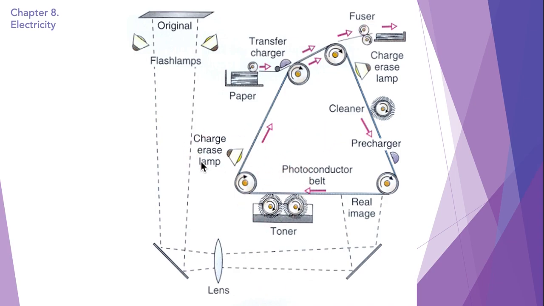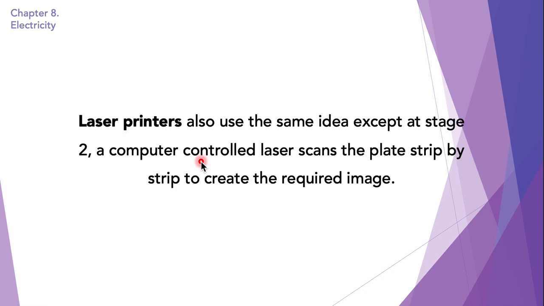The laser printers also use the same idea, except at stage 2. Stage 2 is basically when an image of the original document is projected on the plate. So the bright areas lose their charge but the dark areas keep it. That is stage 2. In laser printers, a computer-controlled laser scans the plate strip by strip to create the required image.